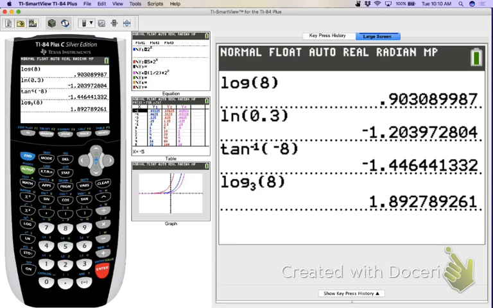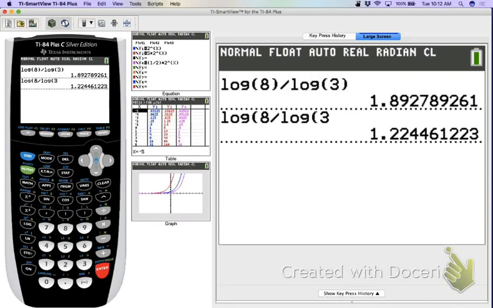Now, make sure that you put a parenthesis around this. Okay? You may think, I don't need to do that, I'm going to live dangerously. Well, that's not living very smartly, if that's even a word. I don't think so. That's all right. Make sure that you close the parenthesis if you have to do change of base.